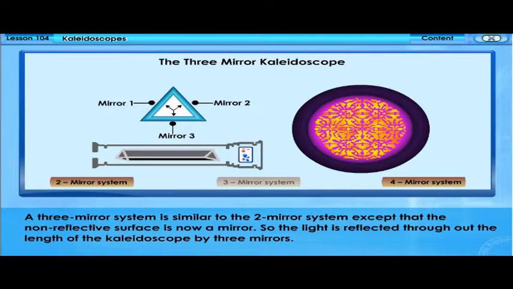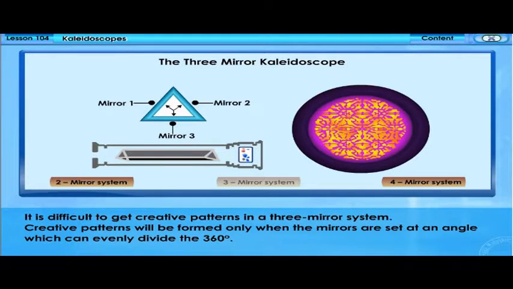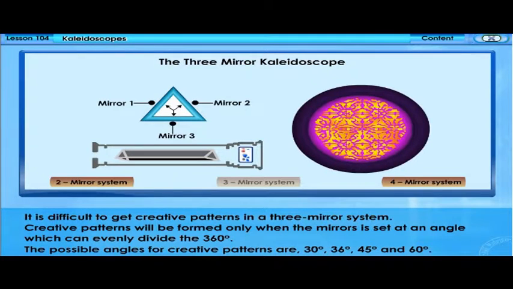A three-mirror system is similar to the two-mirror system, except that the non-reflective surface is now a mirror. So the light is reflected throughout the length of the kaleidoscope by three mirrors. It is difficult to get creative patterns in a three-mirror system. Creative patterns will be formed only when the mirrors are set at an angle which can evenly divide the 360 degrees. The possible angles for creative patterns are 30 degrees, 36 degrees, 45 degrees, and 60 degrees.